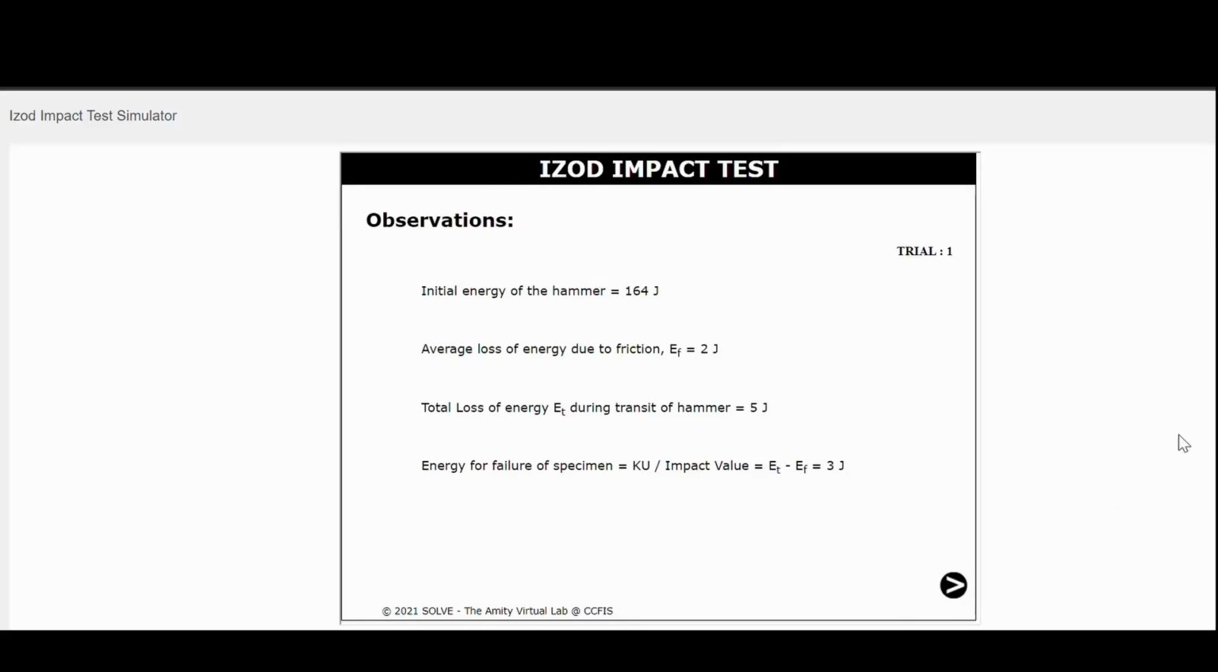Okay, next the observation for trial 1. Initial energy of hammer we get 164 joule. Average loss of energy due to friction EF is 2 joule. Total loss of energy ET during transit of hammer is 5 joule. And lastly, energy for failure of specimen is 3 joule.